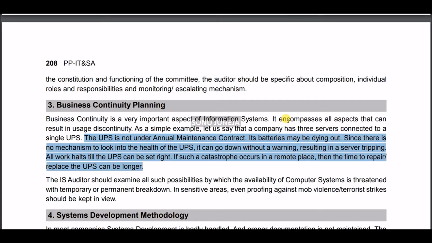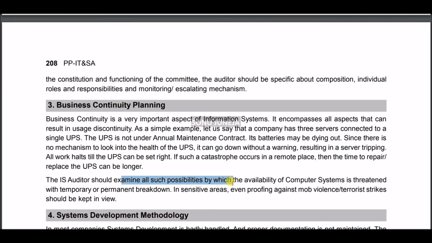The IS auditor should examine all such possibilities by which the availability of computer systems is threatened with temporary or permanent breakdown in sensitive areas. Even proofing against mob violence and terrorist strikes should be kept in view.